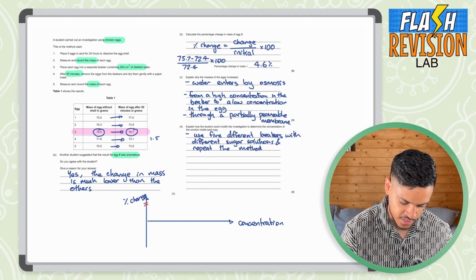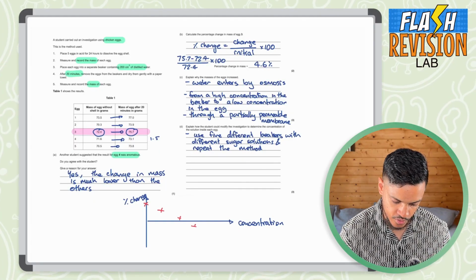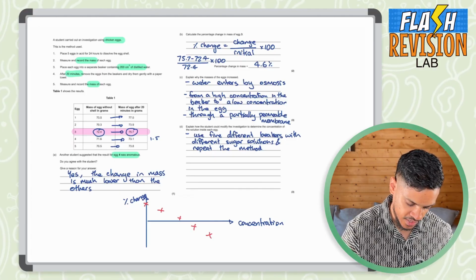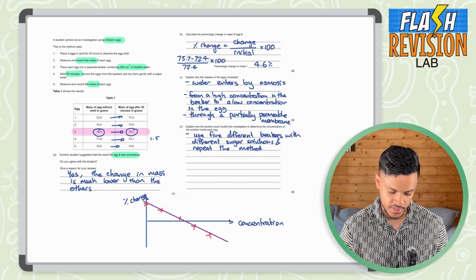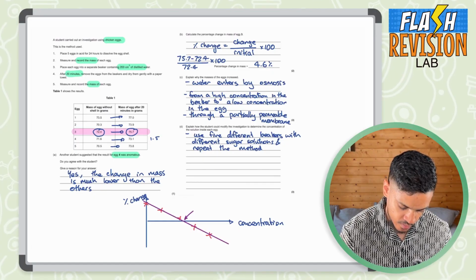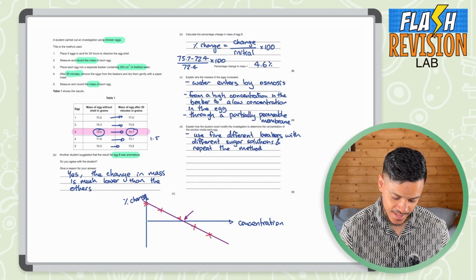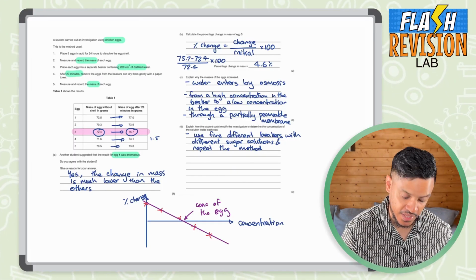And then as you decrease, it's going to get lower and eventually it's going to turn negative. What you want is the point at which it goes from positive to negative. So you'd get a ruler and you draw a line of best fit from all your points. And this point here, where the line of best fit crosses the x-axis, that is the concentration of the egg. That's how you work it out.